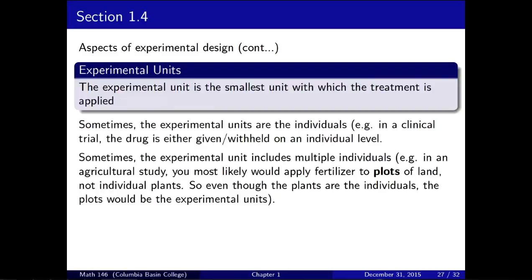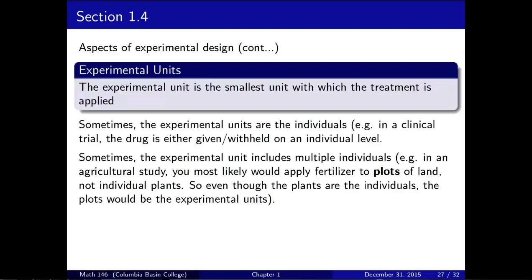The last thing we'll talk about is experimental units. Experimental units are the smallest units to which the treatment is applied. So most of the time, the experimental units are individuals. If you're in a clinical trial with the folic acid, say, the drug is either given or withheld on an individual level. I either give the drug to a person or don't give it to them. They are the experimental units.